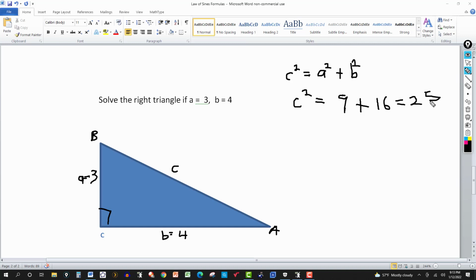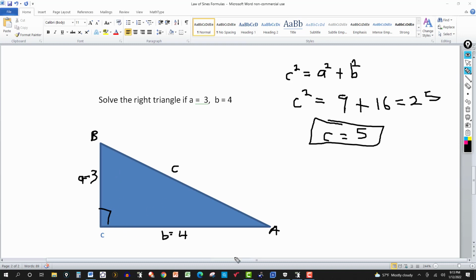We take the square root of that. Could be plus or minus, but since we're dealing with lengths here, we can't use a negative length. So we take the positive square root. Side C then would have a measure of 5 units. Okay, so we found one of the missing sides. For the angles, of course, we're given the C angle, which is 90 degrees.